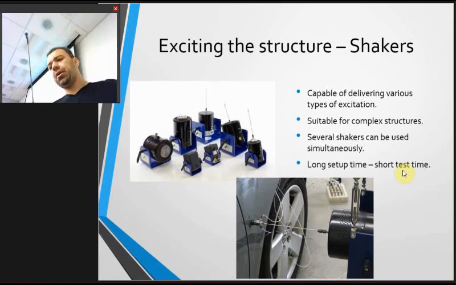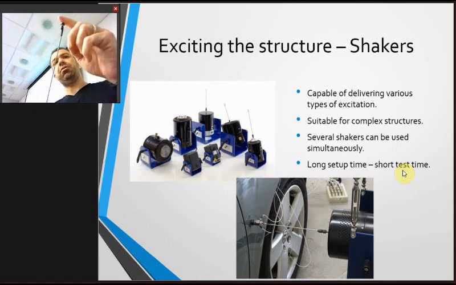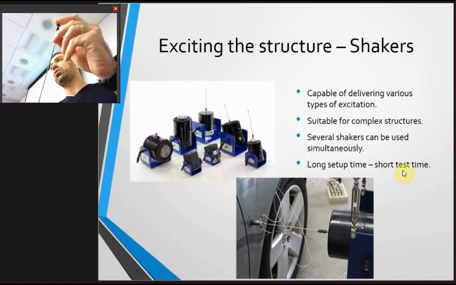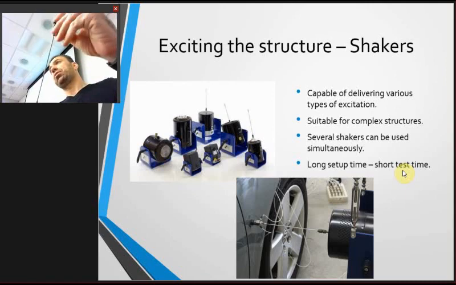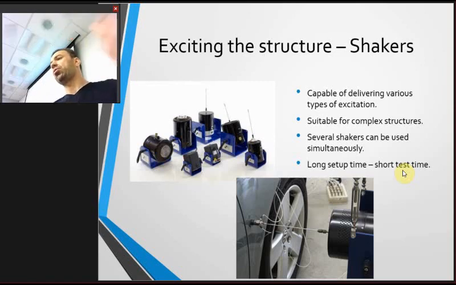Okay. So this rod is called a stinger, and its only purpose is to deliver the force in one direction. It uncouples the excitation from all the other directions, because we want the properties of the structure, not the structure with the shaker.